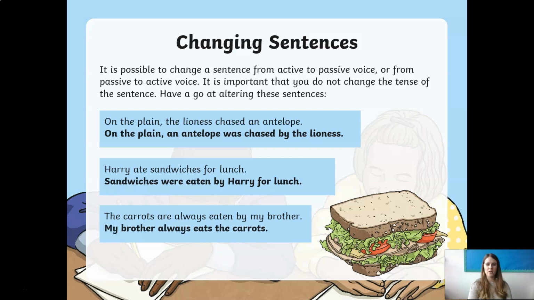Okay, so it would be my brother always eats the carrots. Okay, simple, easy peasy. Okay, so you now know that your new sentences here were both passive and this one was an active sentence. So you can see how the meaning stays the same. You just have to switch them around.